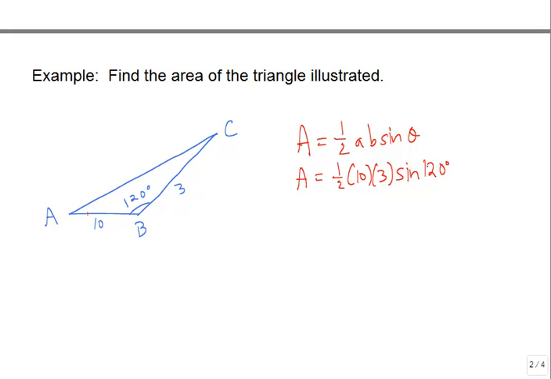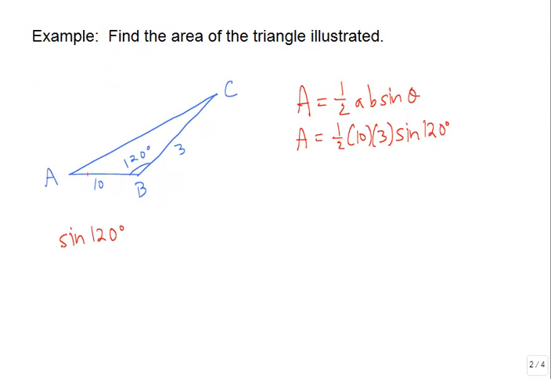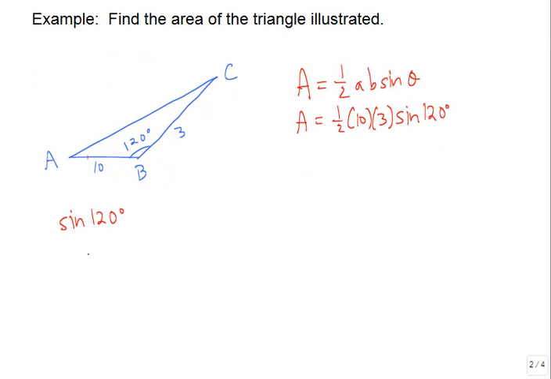Now you could use a calculator for this, but hopefully by now you know what sine of 120 degrees is by heart. You want to know that from your unit circle. 120 degrees is 90 degrees plus 30 more. So this whole distance here is 120. If you're thinking radians, it's the same as 2 pi over 3.